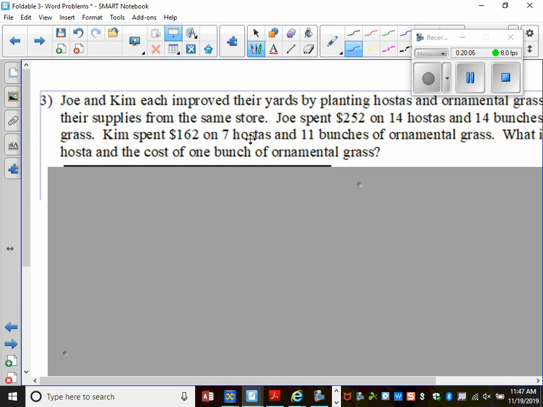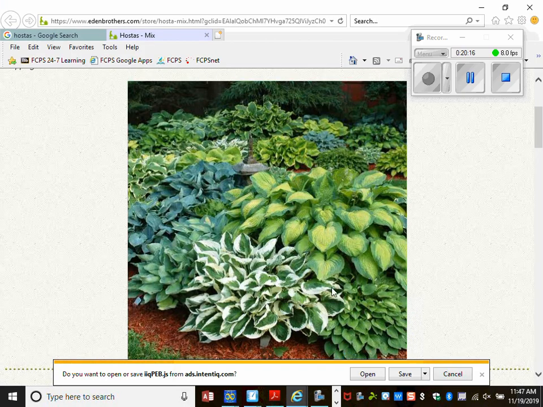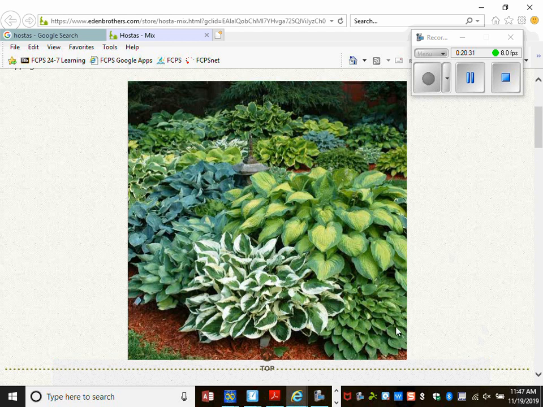So it looks like we're talking about hostas and ornamental grass. You guys know what hostas are? Yeah. Okay. How many people have seen a hosta before? All right, I have a picture. This is a hosta. They come in several varieties, very pretty colors. They're considered perennials. What are perennials? They come back every year.